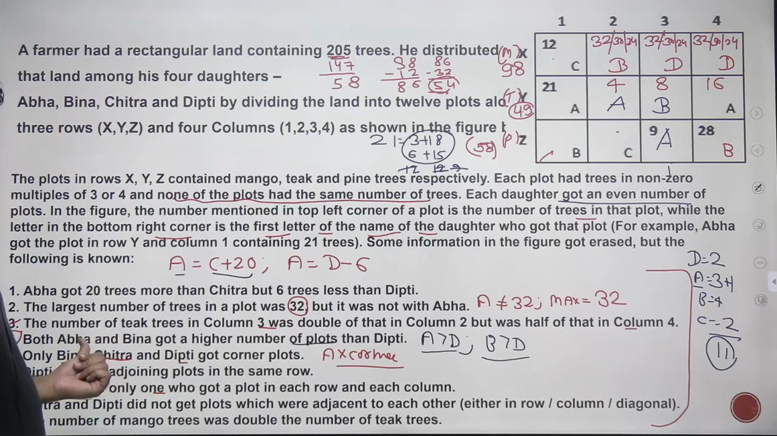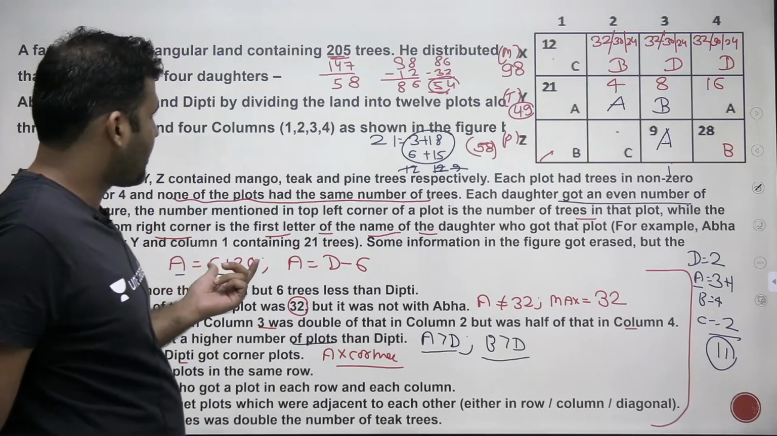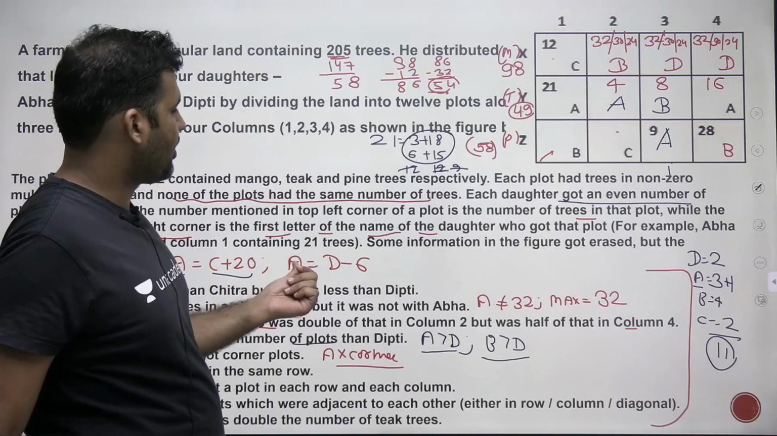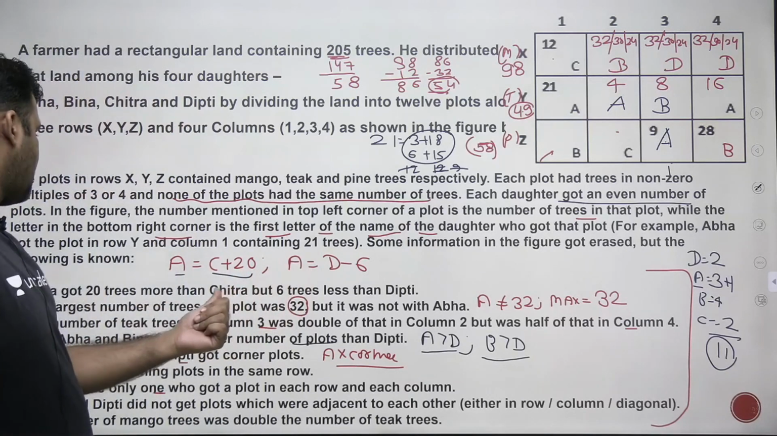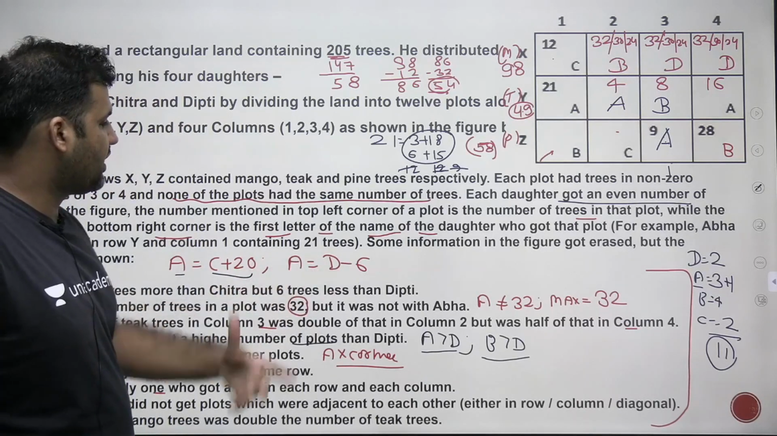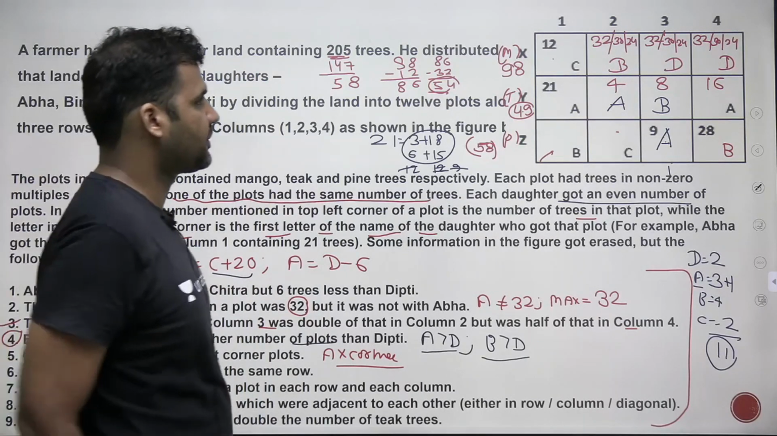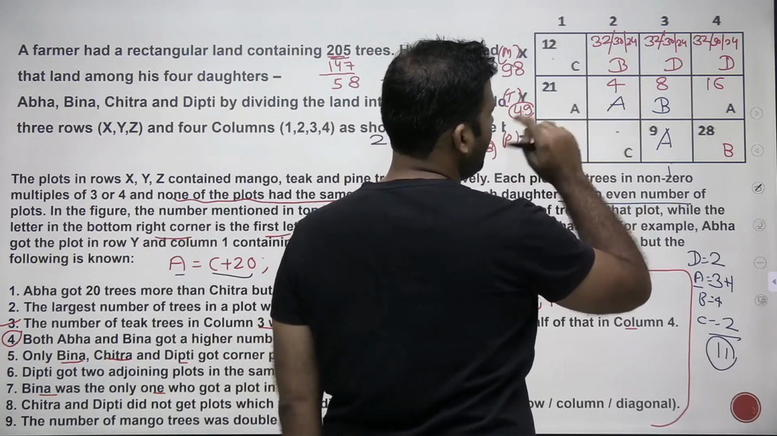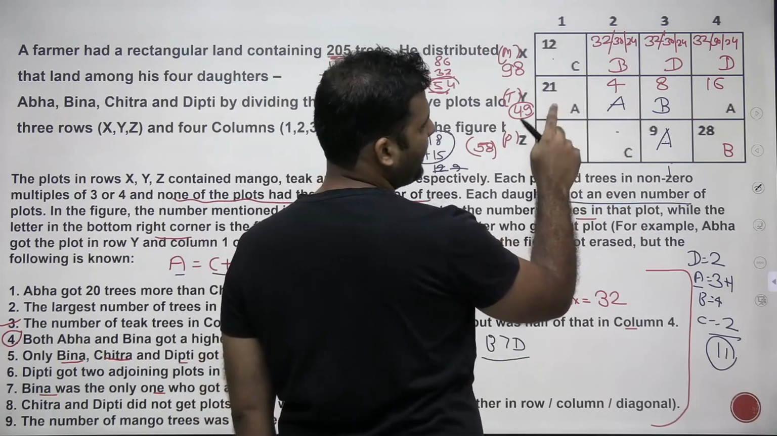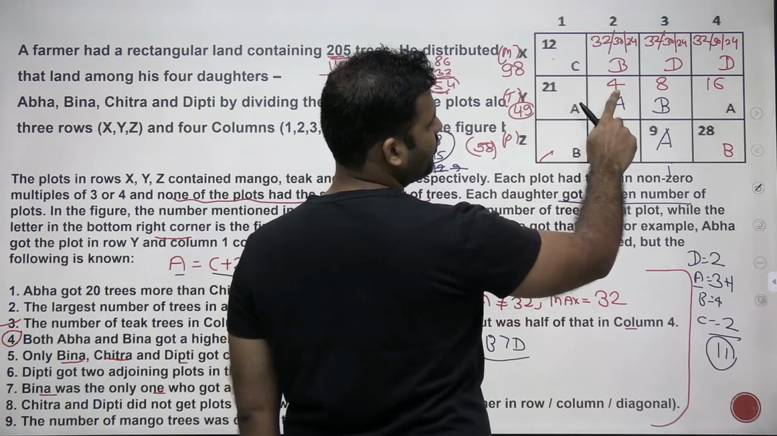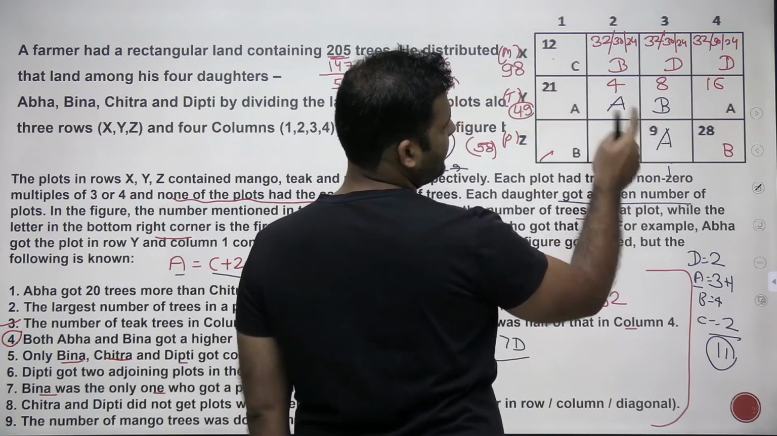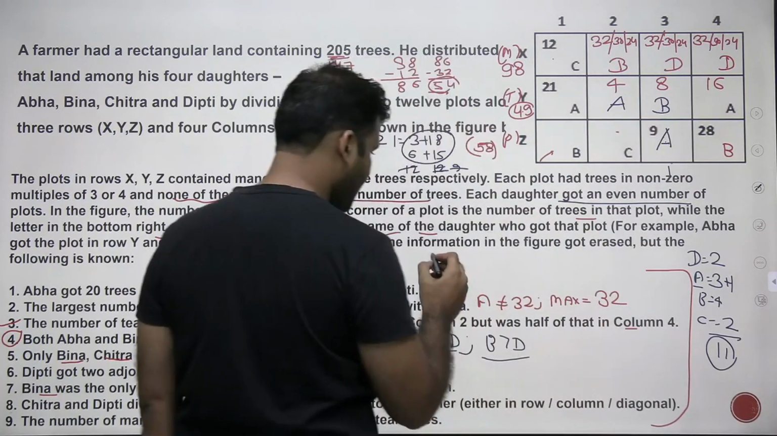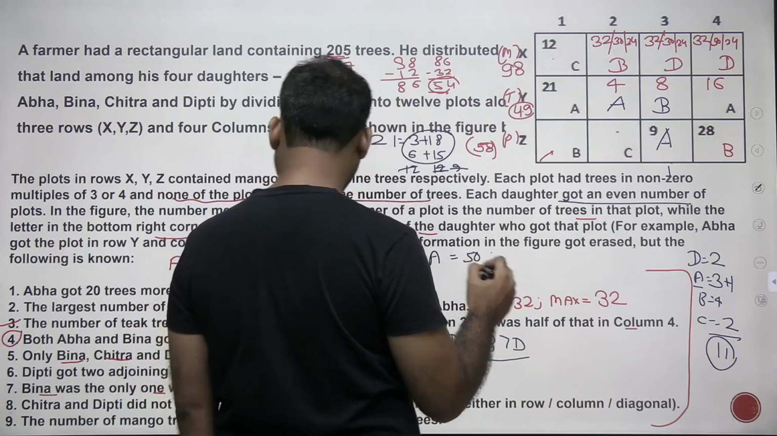that Abha's number of plots is 20 more than C, and Abha's number of trees, not the number of plots, Abha's number of trees are 6 less than Dipti. All right, let's use this information from here. We can see that the number of plots with Abha at this point is 21 plus 4, 25, 25 plus 9, 30, 30 plus 4, 34, 34 plus 16 would be 50. So Abha has got 50 plots at this point of time.